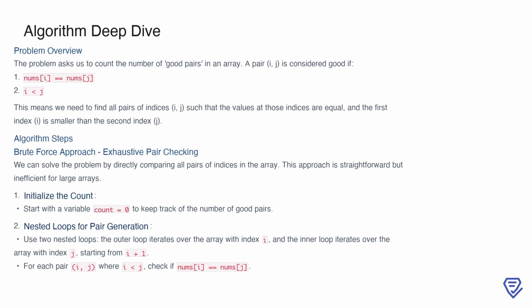In this problem, we are tasked with finding the number of good pairs in a given array. A good pair is defined as a pair of indices, i, j, where the values at those indices are equal, and the first index i is smaller than the second index j.